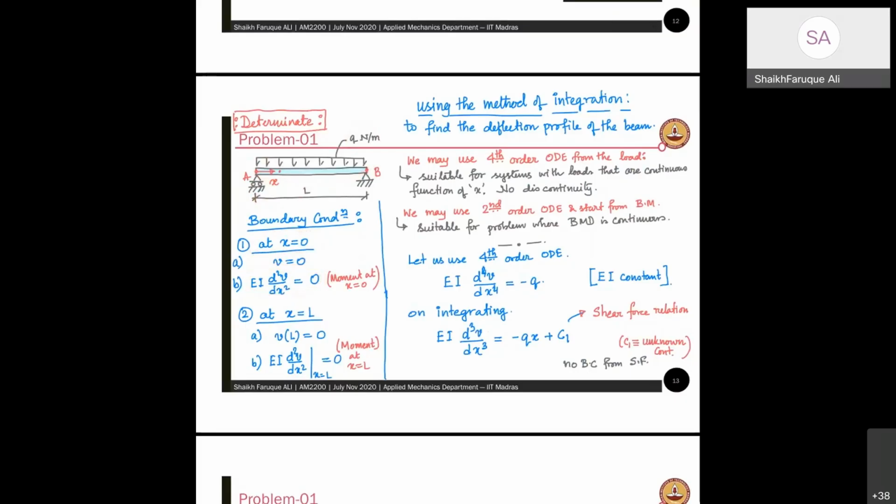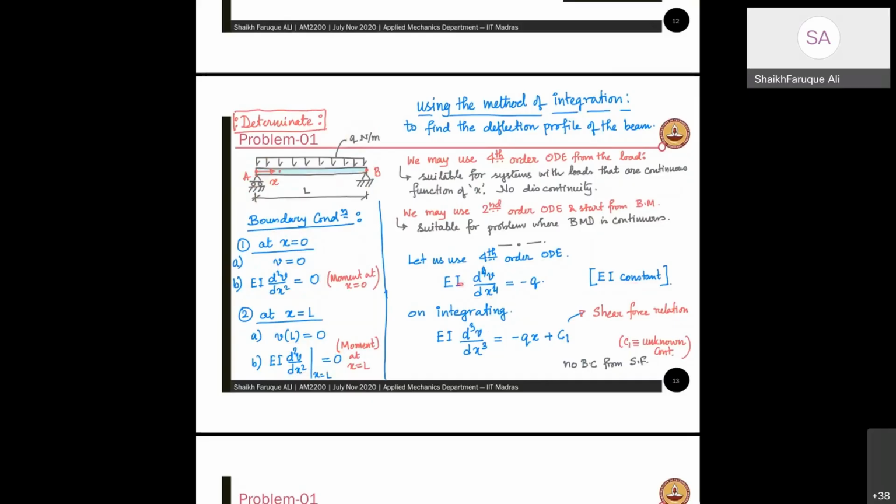Similarly, on the other side, at point B, you get V of L equal to 0 as well as the moment equal to 0 at L. These are my 4 boundary conditions. I got my 4 boundary conditions. I know my 4th order differential equation. I can solve it now. Okay, so this is my 4th order differential equation. And it is a prismatic beam with the same E, therefore it's a constant EI. Therefore, I can take that constant EI out.